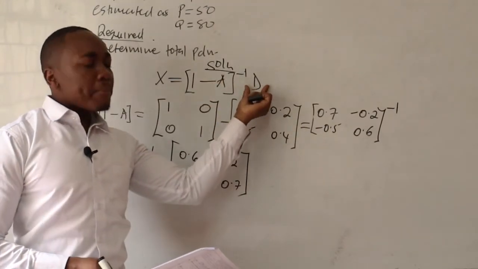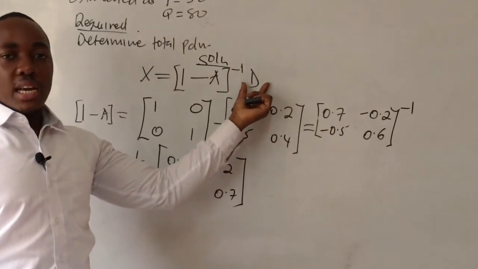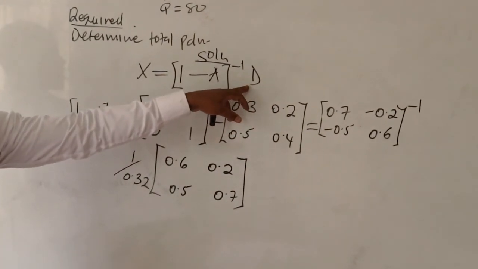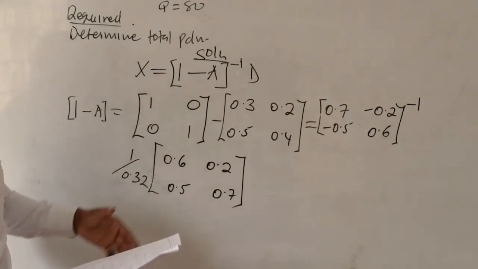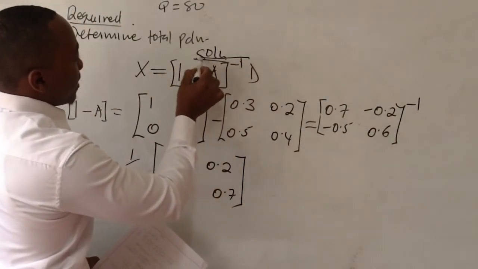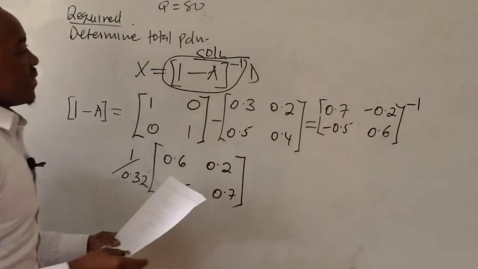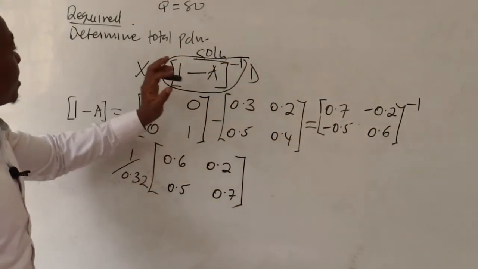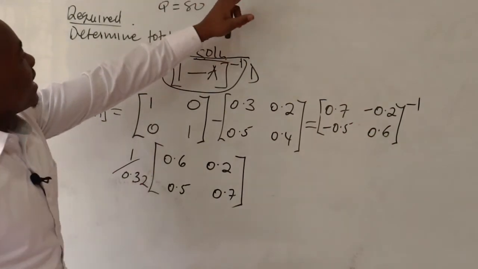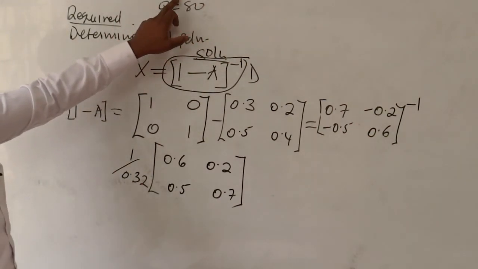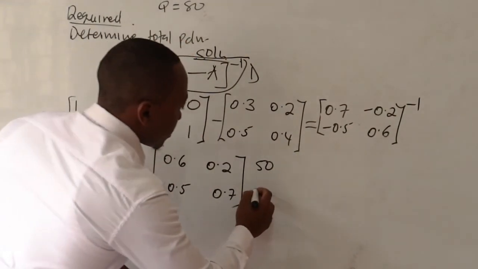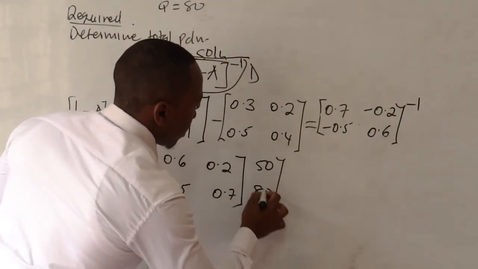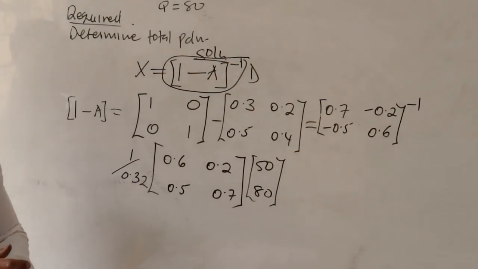And then you can multiply by D. We say that D is what we call the final demand. So we already have all this. We have this, and then you multiply by D, the final demand. You are told that the final demand for the next year is estimated at P, it's 50, and Q was 80. So what do you get?